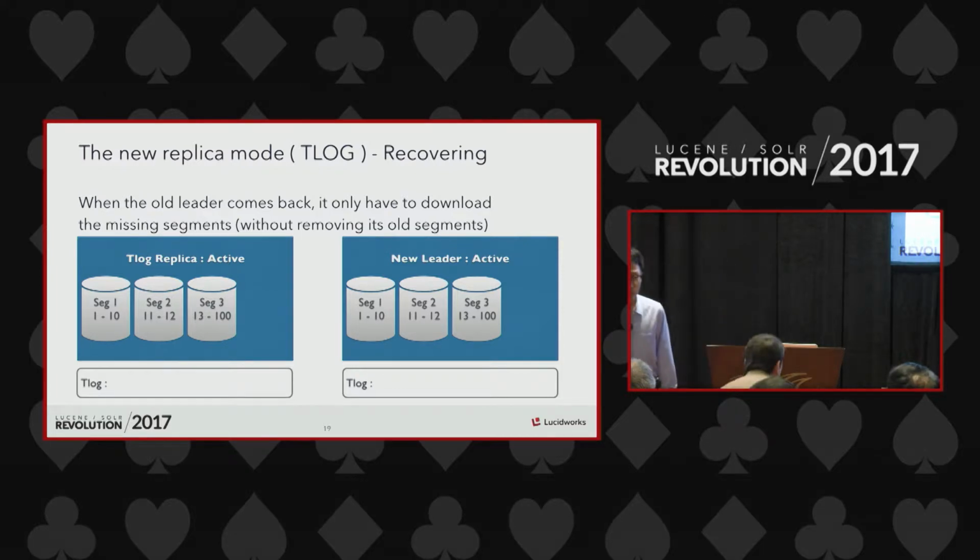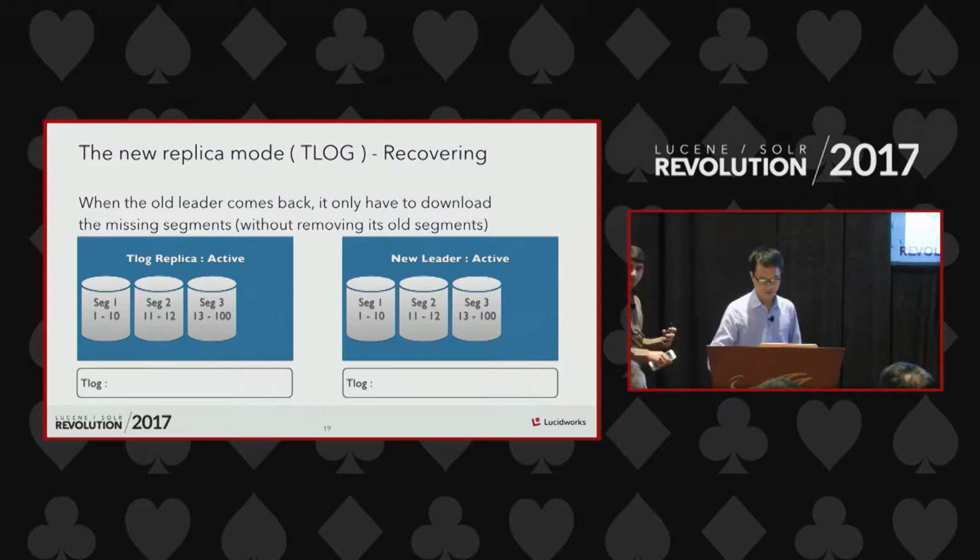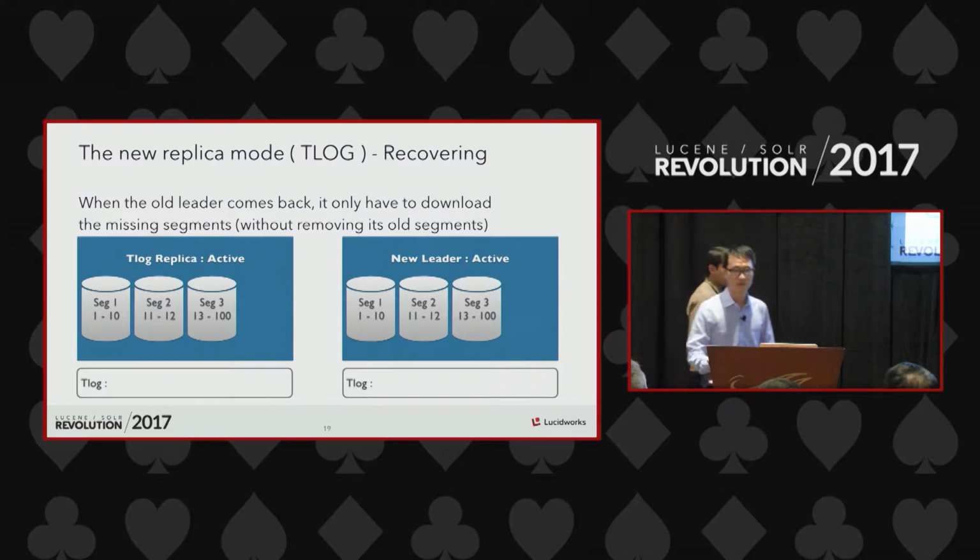So for the new leader, who will initiate the segment creation? Because the data is now in T-log. So the question is, for the new leader, who will initiate the segment creation? Is that the question?